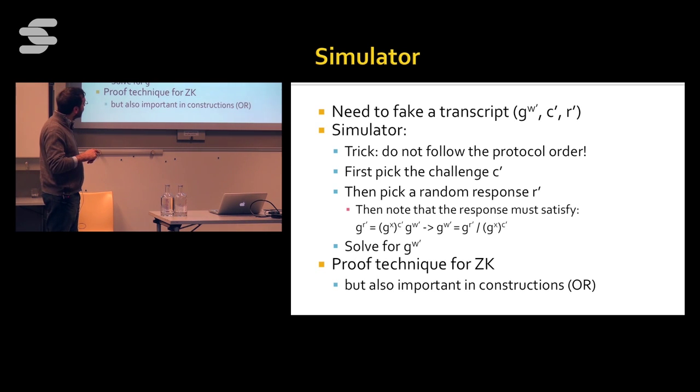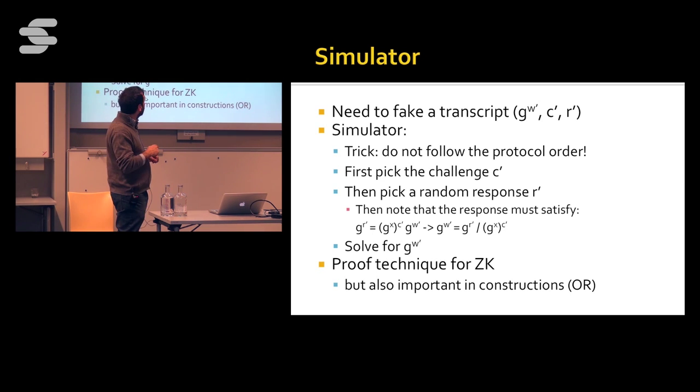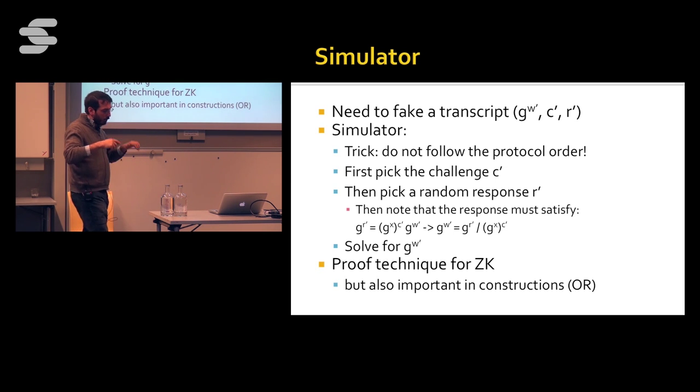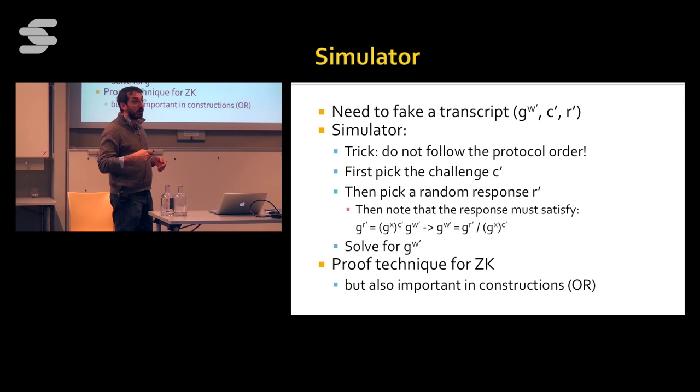So given that I fix C and I fix R, I can actually find the G to the W prime that is basically making me pass the test. And look, I have not used X anywhere. I have managed to create a G to the W prime, C prime, R prime without using X that looks like a fake transcript. So clearly, if now someone looks at the transcript of the protocol, since I could have faked these transcripts of the protocol, it reveals nothing about X.